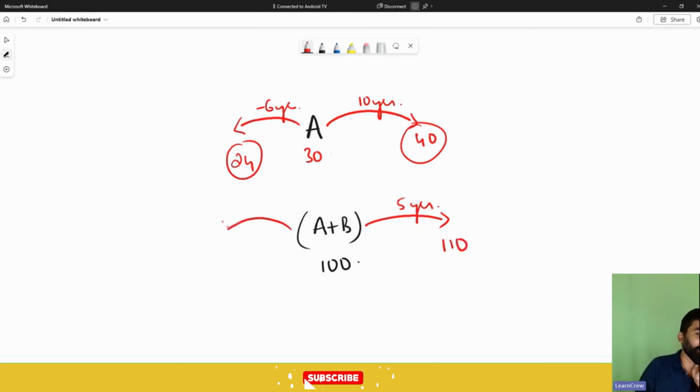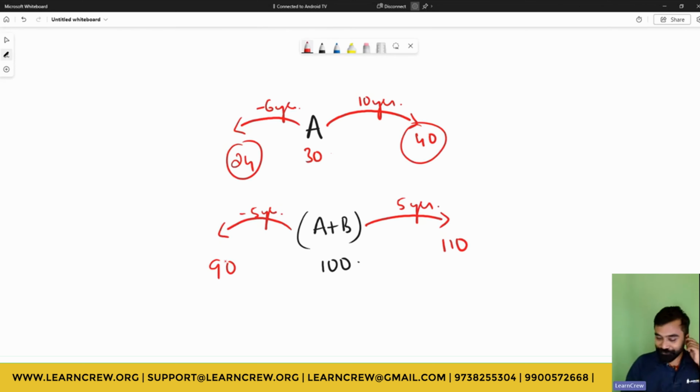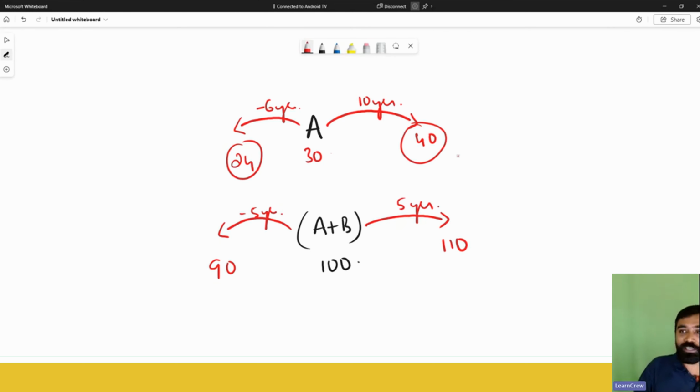And what will be their age before 5 years? 90. So a 5 years reduction in your age and a 5 years reduction in the other person's age gives 90. Now these are the basics. Keeping this basic in mind, how are we going to solve the questions? Let us see. If you're getting confused anywhere, just let me know. We'll figure it out.